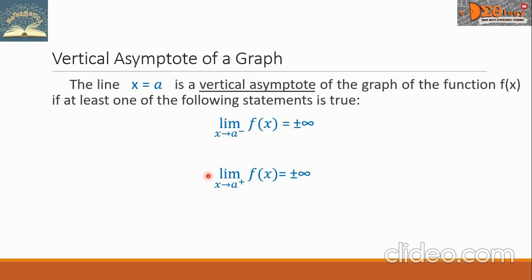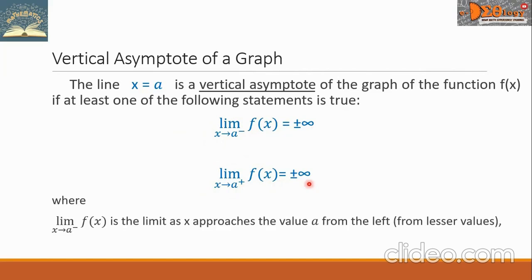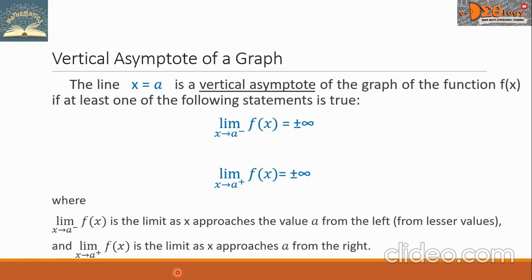So we write the limit of the function f of x as x approaches a from the right equals plus or minus infinity. To emphasize, we write here, this notation is the limit as x approaches the value a from the left, or we say from lesser values. And this notation is the limit as x approaches a from the right.